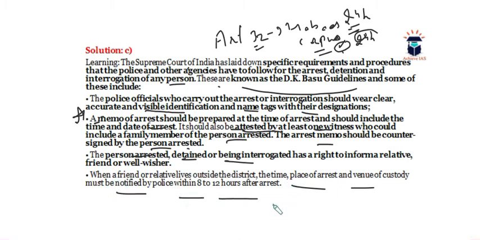So for example, if a person is arrested and the friend or relative lives outside the district, the time, place and venue of the custody must be notified by police within 8 to 12 hours. Now, let's move to the next question.